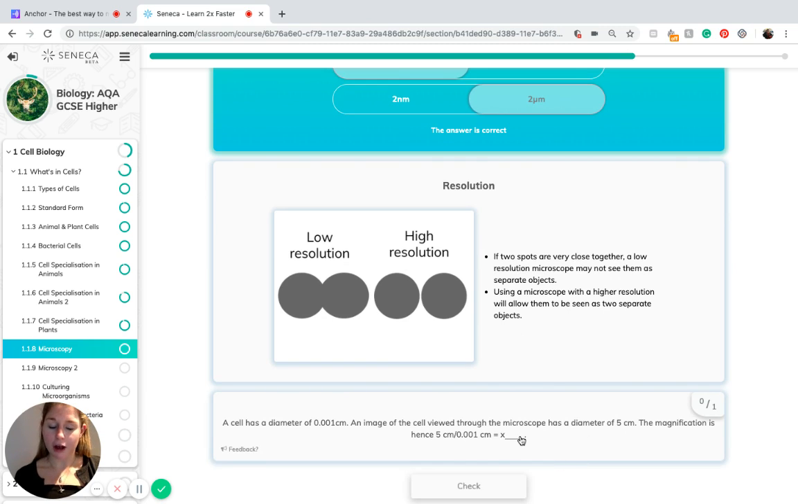So to look back at our magnification equation, if a cell has a diameter of 0.001 centimeters and an image of the cell viewed through the microscope has a diameter of 5 centimeters, we know from our equation that magnification is the image size divided by the real object. So 5 centimeters divided by 0.001 centimeters equals a magnification of times 5,000.